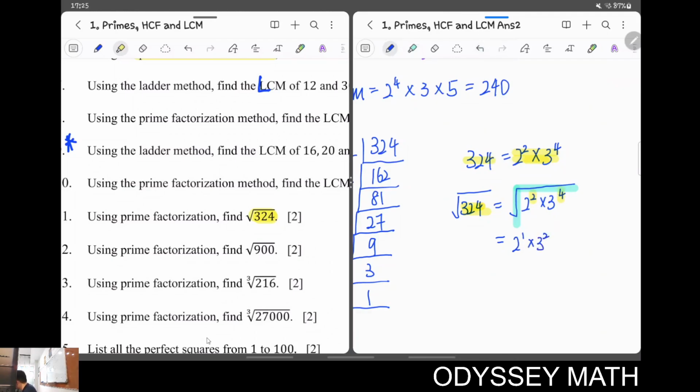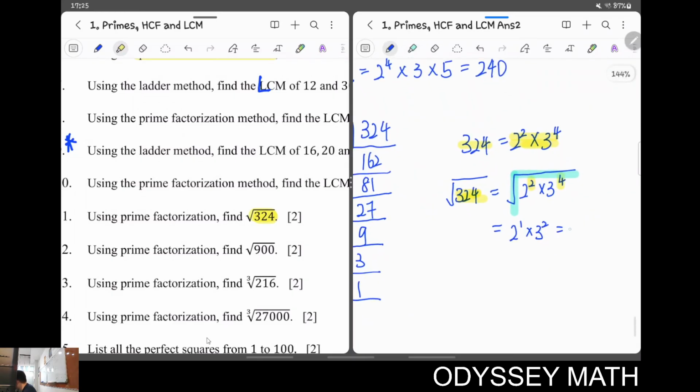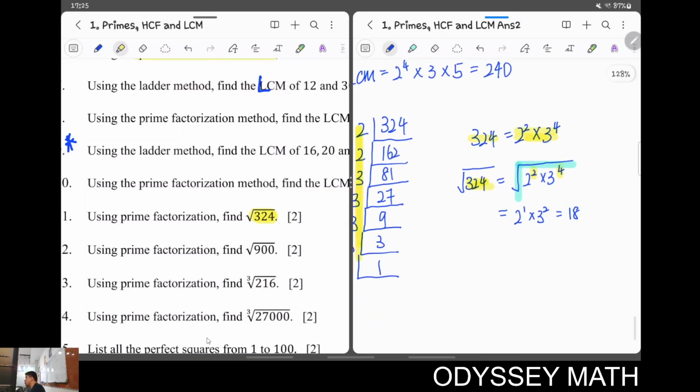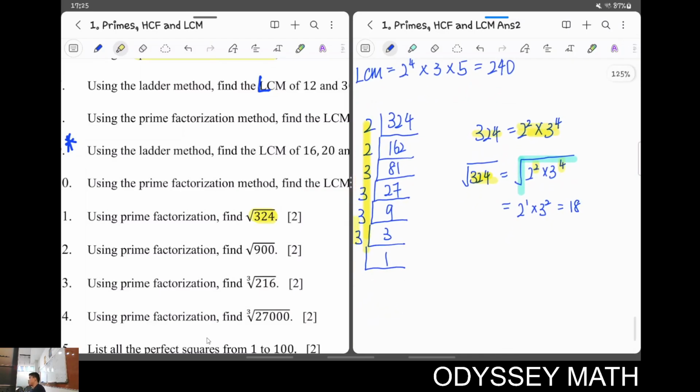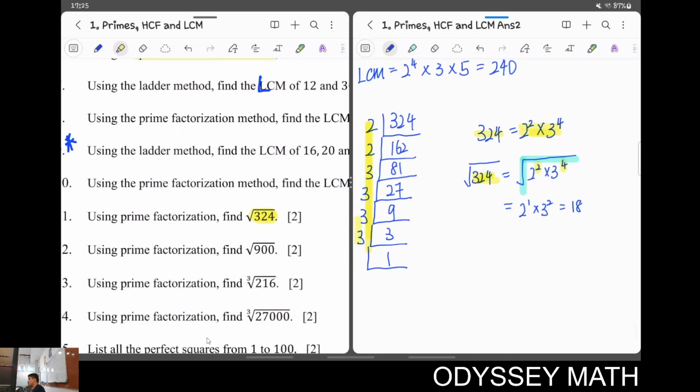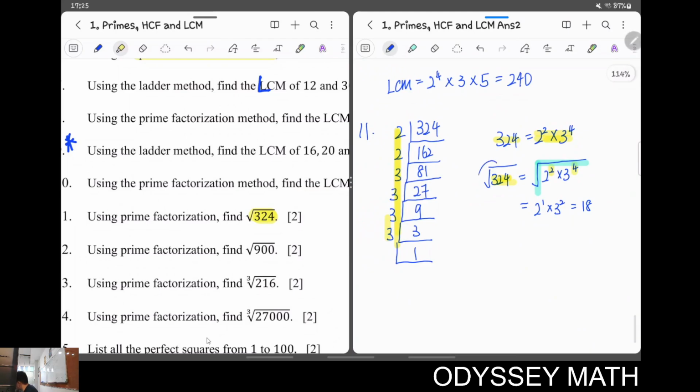Okay, after you divide it, then you remove the square root over here. So the answer is just 2 to the power of 1 times 3 to the power of 2. That will give you 18. Okay, so please remember how to do this. This is likely to come up for your exam, can? So you can actually also verify this in your exam by keying in square root 324. You will get 18. So that's one way for you to guarantee yourself that 1 mark.